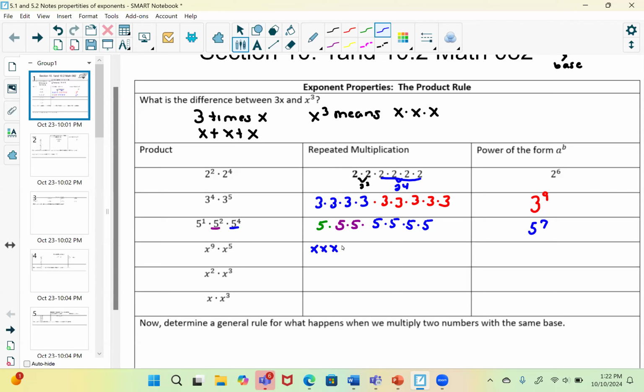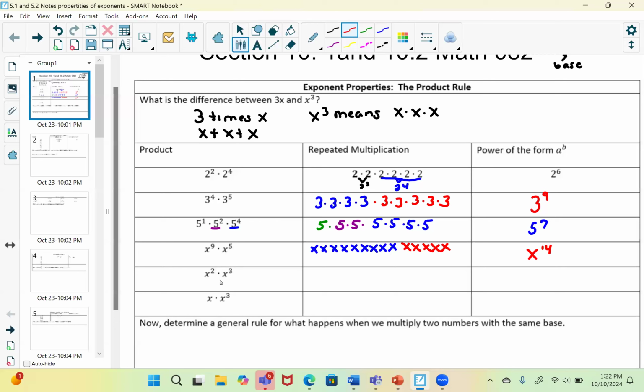1, 2, 3, 4, 5, 6, 7, 8, 9. Here I'm going to have x to the 5th: 1, 2, 3, 4, 5. And then if I count these, you can pause and count them, but I have 1, 2, 3, 4, 5, 6, 7, 8, 9, 10, 11, 12, 13, 14. So I have x to the 14th power.